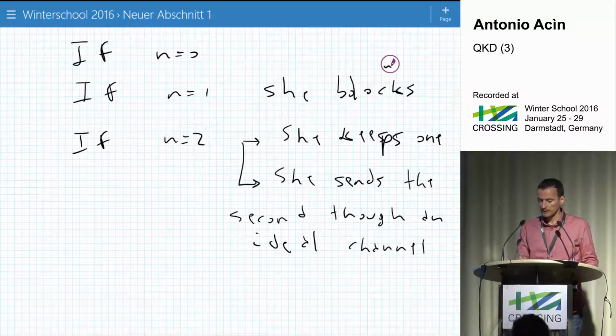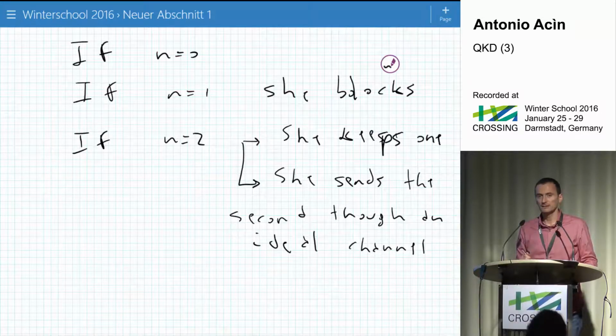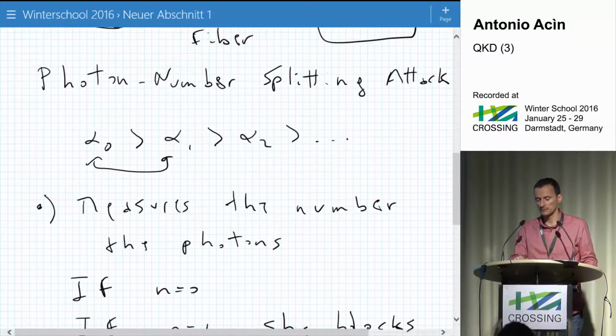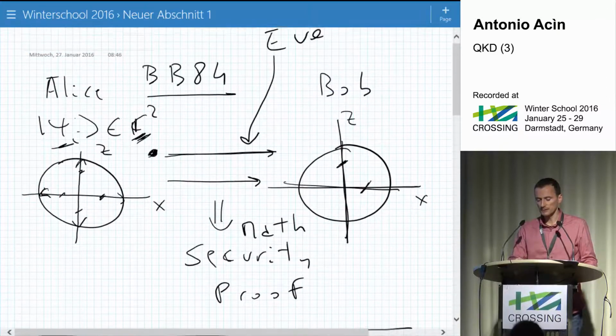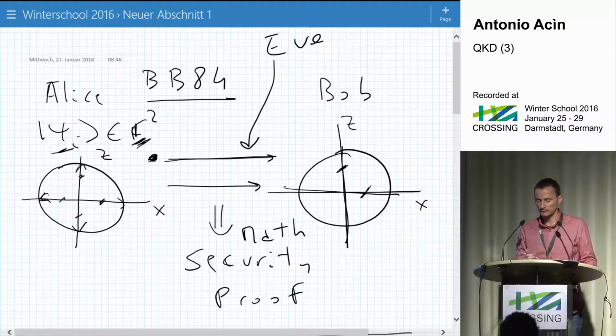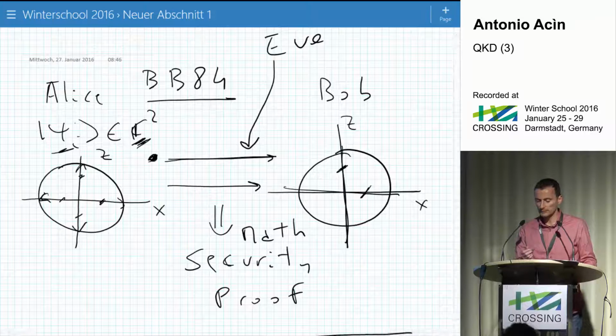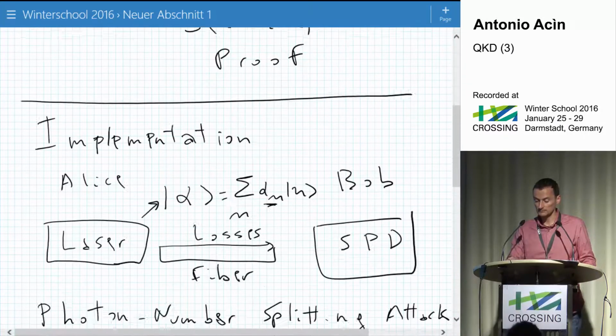So what happens here is that she keeps 1 photon, and she waits until the basis reconciliation. Let me come back, because I don't know if this was explained during the lectures. The reason why BB84 is secure is because Alice and Bob use 2 bases for encoding, Z and X. So when Eve wants to measure here, she doesn't know whether she has to measure in the Z or X basis. But later during the protocol, the basis is announced.